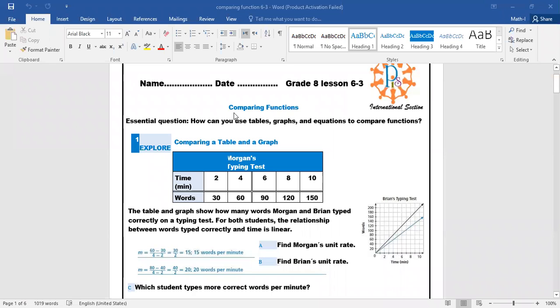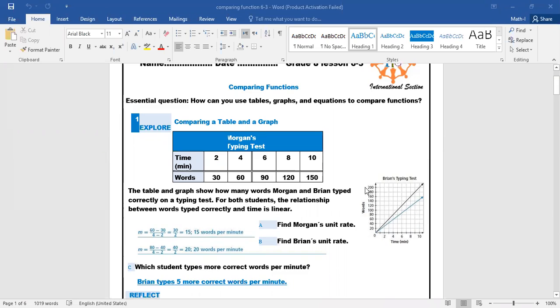Our lesson today, we will discuss lesson 6.3, which is talking about comparing functions. To compare the functions, we have different ways. You can count with me, Jana, how many ways we can use to compare functions.